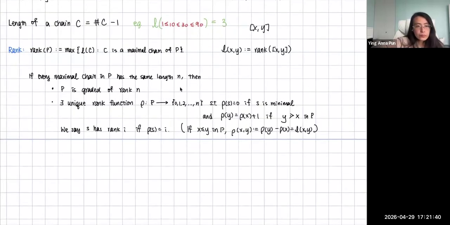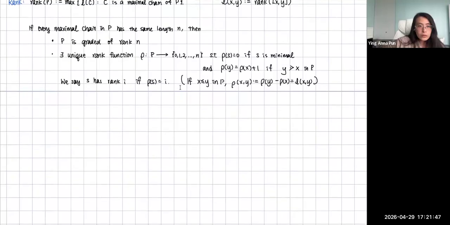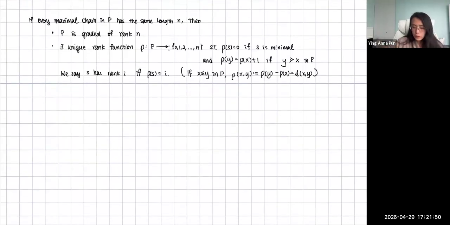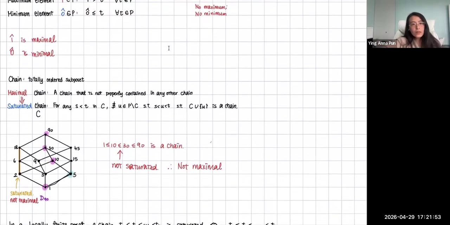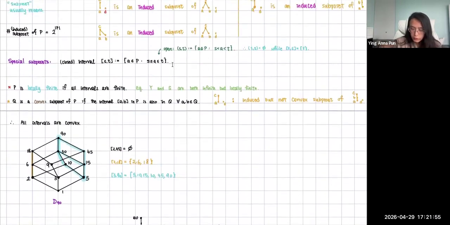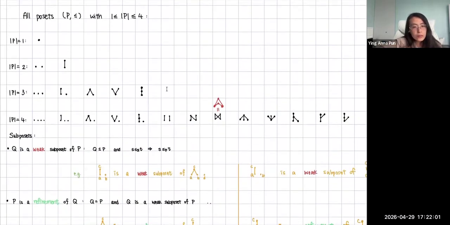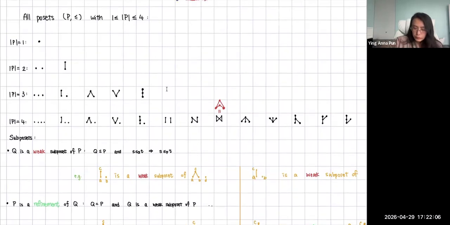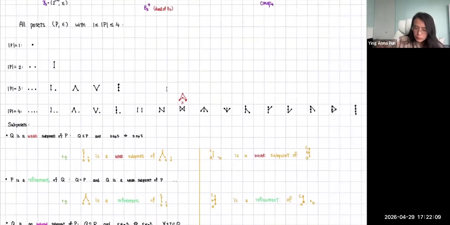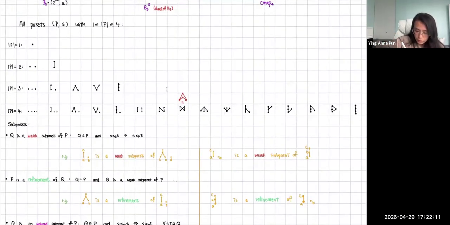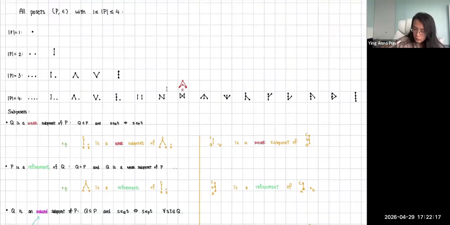And I know that I have around maybe 10 minutes. So I will give examples of rank: look at all the examples that we have and see if they are graded. And if they are graded, what is the rank of the poset, and also whether they have zeros and ones, etc. So let's go through this one.